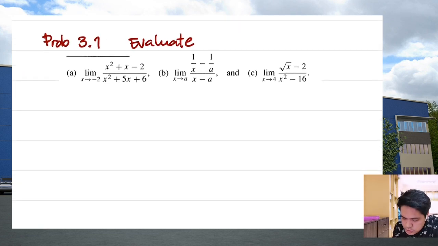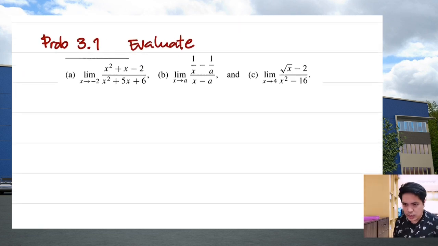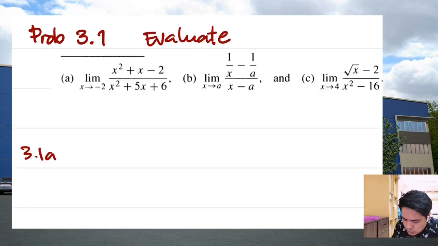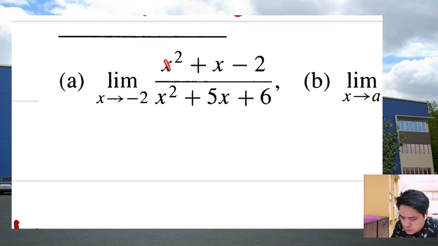Okay, so let's try to answer problem 3.1. We have 3 functions here to evaluate the limits of. So let's start with problem 3.1a. For problem 3.1a, we have the limit of the function, so this is our f of x. We have x squared plus x minus 2 over x squared plus 5x plus 6 as x approaches negative 2.